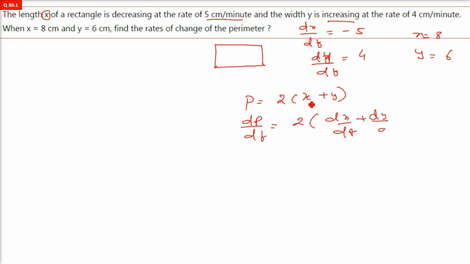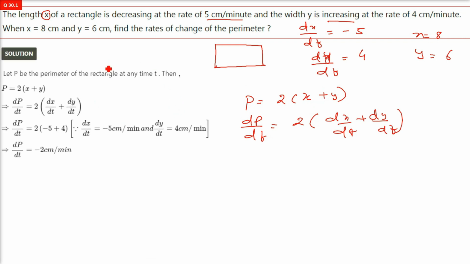So you don't have to do anything. dx by dt is with you, dy by dt is also with you. Just put it here and the answer will be there. Now, as I said, what about x equals 8 and y equal to 6? So this will not be used. This is just redundant, just to confuse you. So there is no use of this 8 and 6 in this question. Just put -5 and 4 in place of dx by dt and dy by dt, and just compute. This is going to be -2 centimeter per minute. This is your answer.